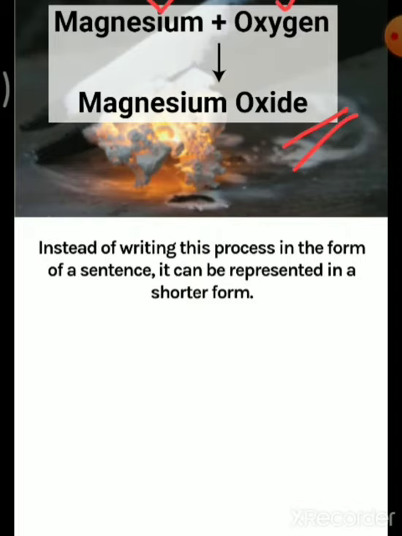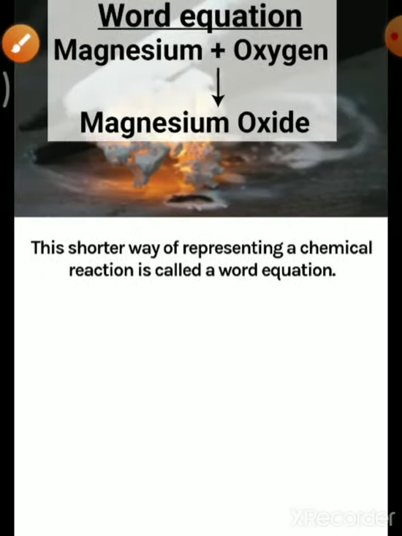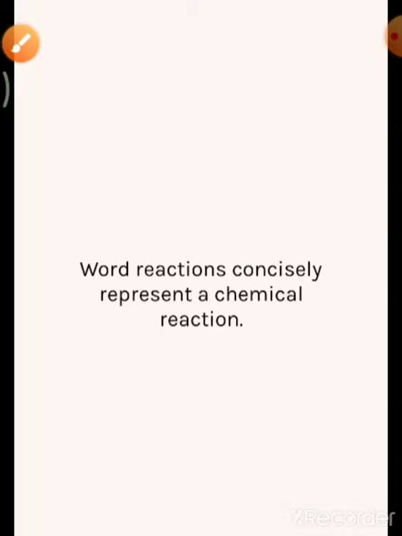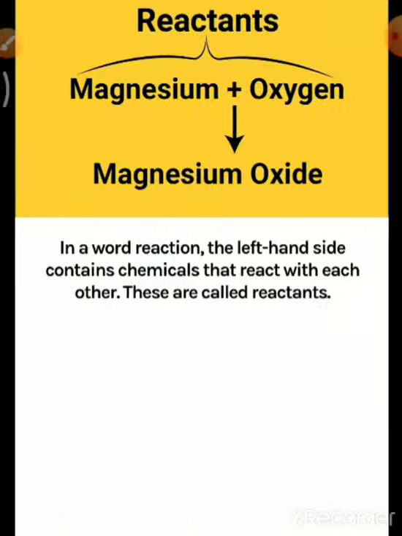So instead of writing this process in the form of a sentence, it can be represented in a shorter form. How? Let's see. This is your word equation. This shorter way of representing a chemical reaction is called a word equation. So instead of writing this reaction in a long sentence, we can write it in a shorter way. Word equations concisely represent a chemical reaction.